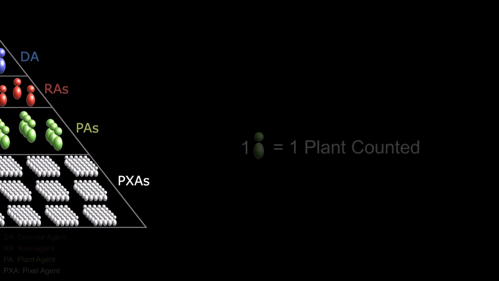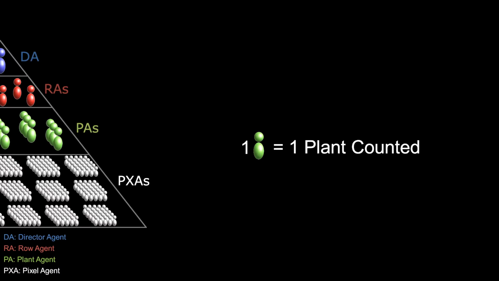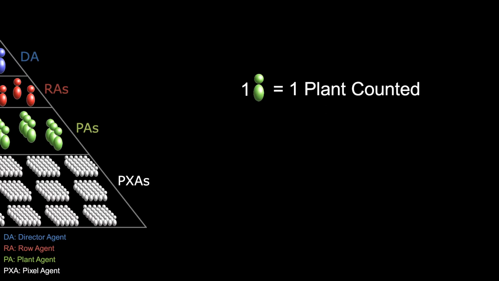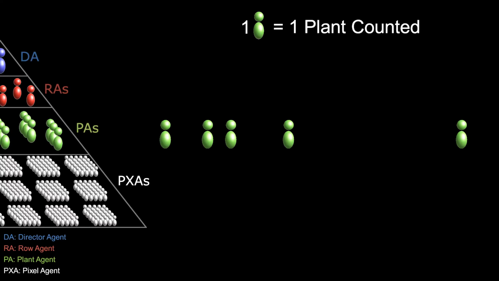At the end of the refinement, we wish for the number of plant agents to equal the number of target plants visible on the image. To that end, row agents can adjust the number of plant agents they command along the refinement process. The adjustment is done relative to the interplant critical distance, or IPCD for short, computed by the director agent.